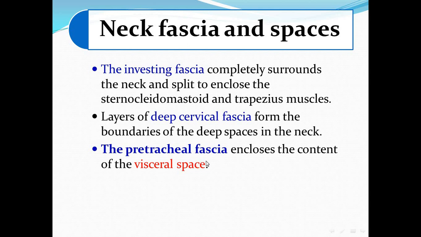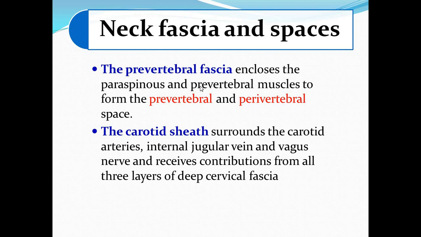The first one is the pretracheal fascia. This is anterior to the trachea, and it encloses what is called the visceral space. In the visceral space, we will have the trachea, the thyroid glands, the esophagus, and the recurrent laryngeal nerve. Then the prevertebral fascia, that is anterior to the vertebral body.